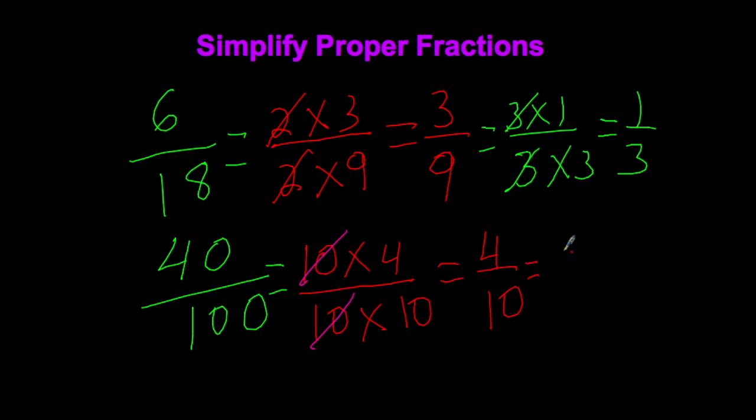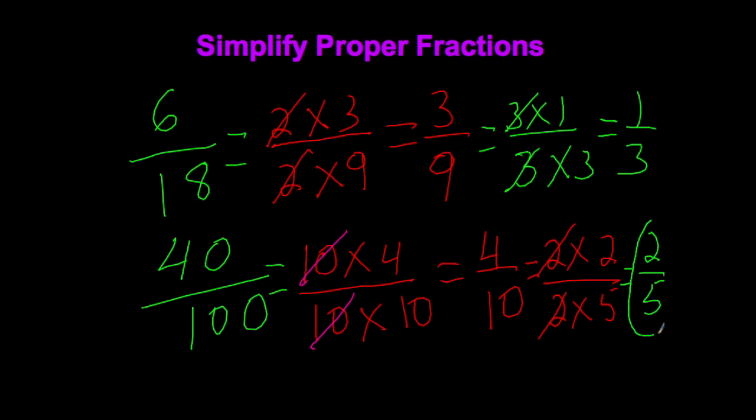So these two numbers are divisible by 2. So you break them down. 2 times 2 gives you 4. 2 times 5 gives you 10. So these two cancel and you're left with 2 over 5.